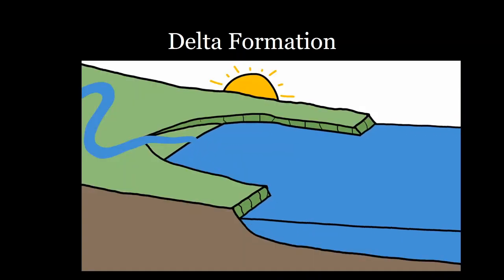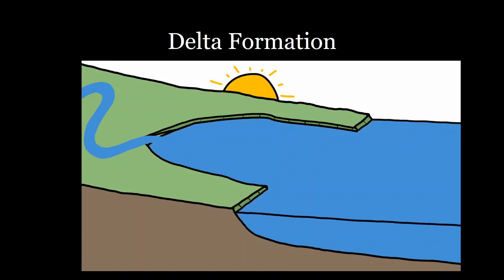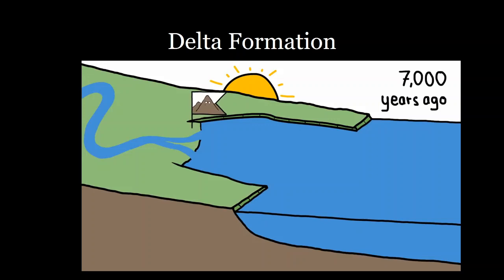But when the steady landward march of the seas finally began to slow about 7,000 years ago, the coastlines around the mouths of some rivers began to gain back some ground.